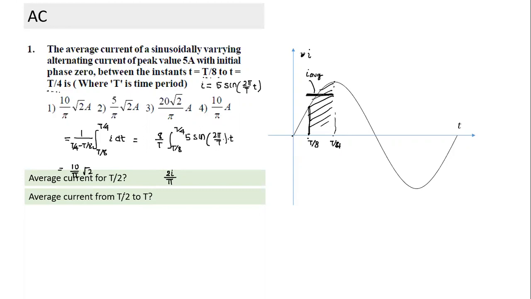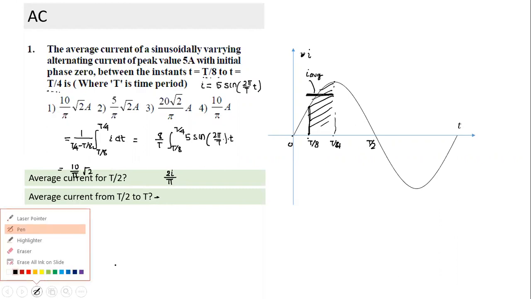What is the average current from t by 2 to capital T? Let me ask some more people. This is the average current from where to where? The moment you say average current for t by 2, it is implied from 0 to t by 2. It is a very simple integration. It comes 2I by pi. So what would be the average current from t by 2 to t?